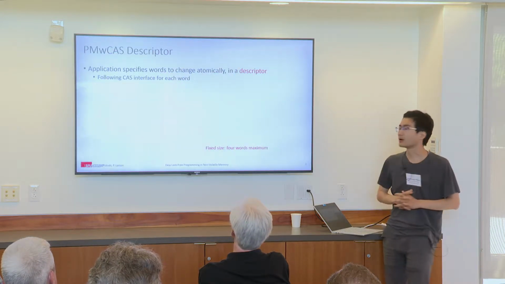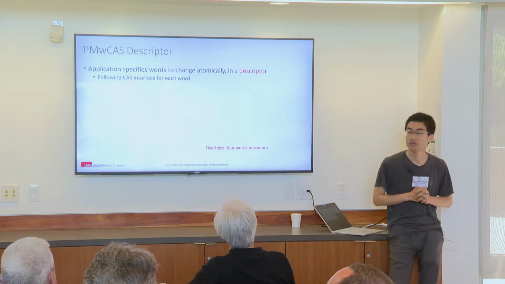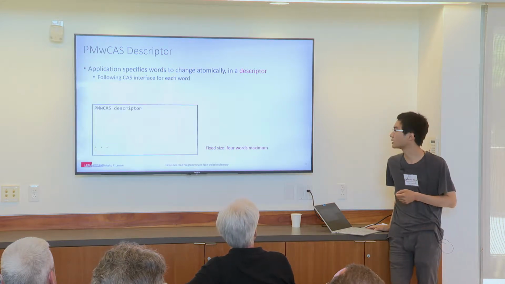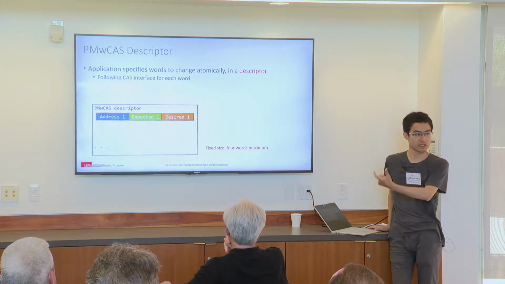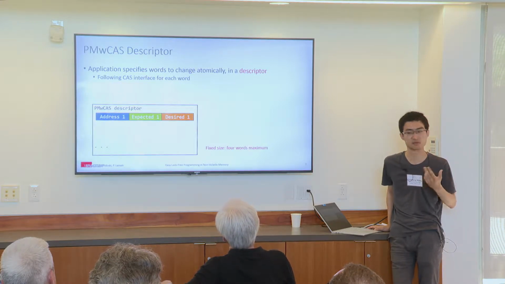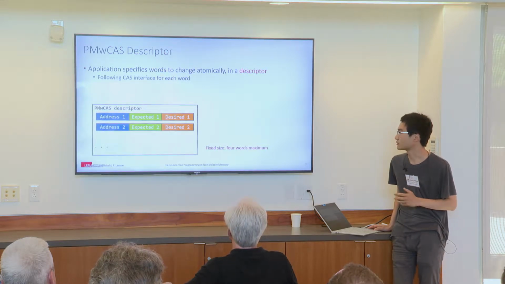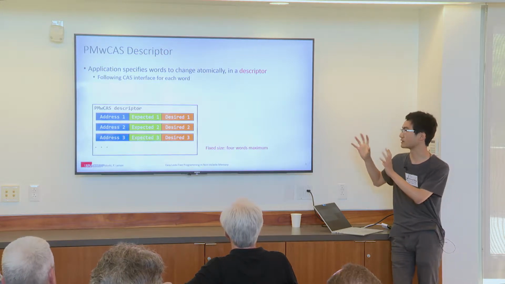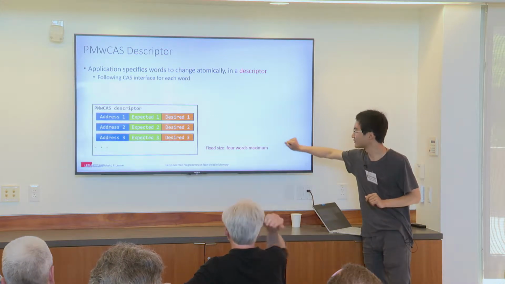A little more detail about how this primitive works: it's based on the concept called descriptors. We follow the CAS interface for each word. Say we have this descriptor, and you have the address of the word you want to change, the value that you expect it to be as a kind of success condition, and then also the desired new value that you want to put on that word. There could be multiple such words included in a single descriptor, and that pretty much describes the entire operation. Also notice that this is a fixed-size thing.